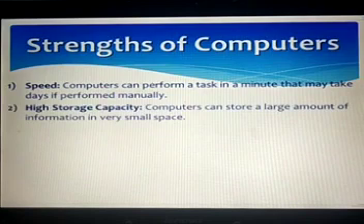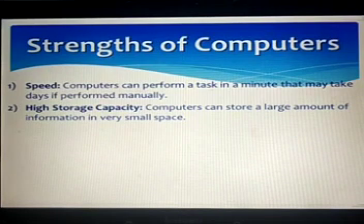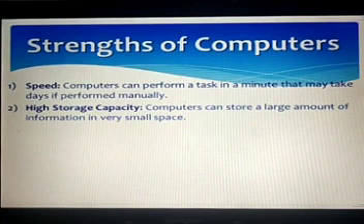Second is high storage capacity. Computers can store a large amount of information in very small space. A CD-ROM of 4.7-inch diameter can store all the 33 volumes of Encyclopedia Britannica and still have room to store more information. Today's flash memory, such as a pen drive, can be 3 to 5 centimeters long and can still store up to 16 GB to 32 GB of data.